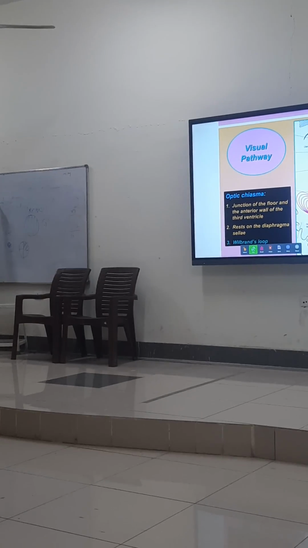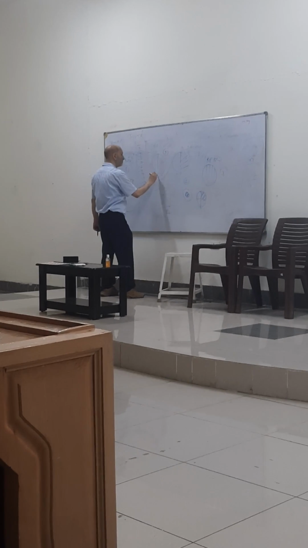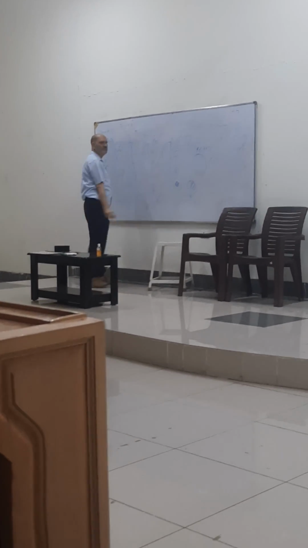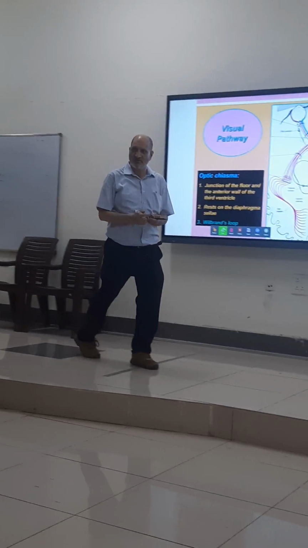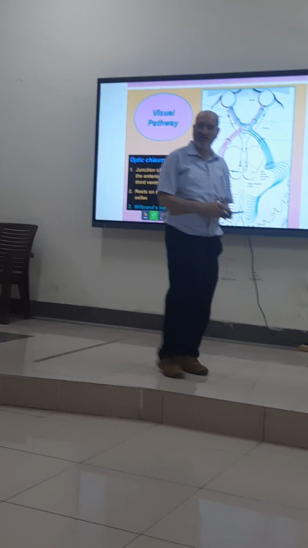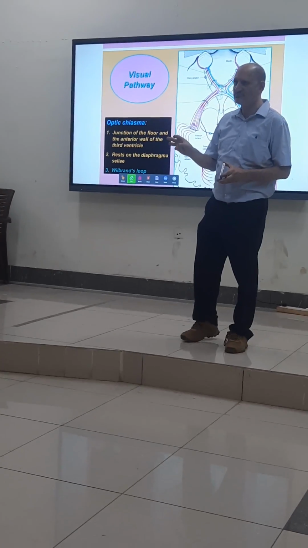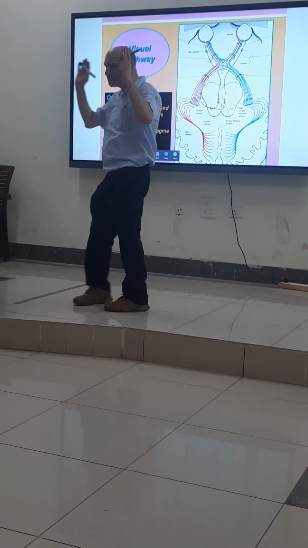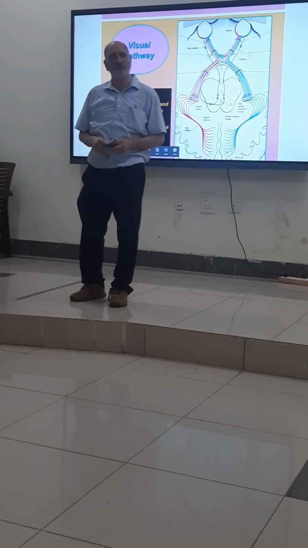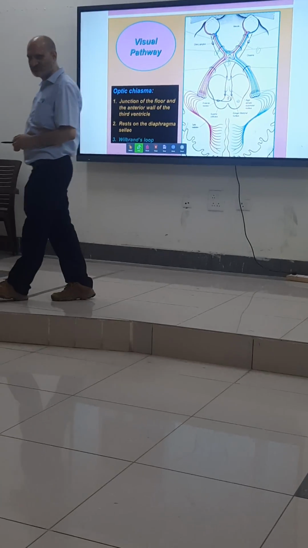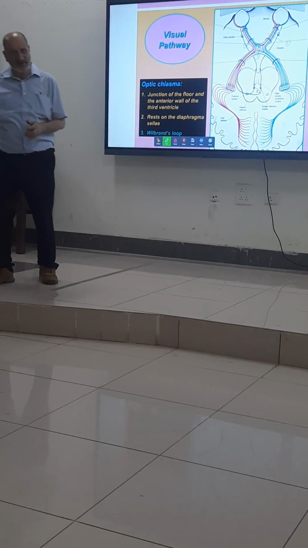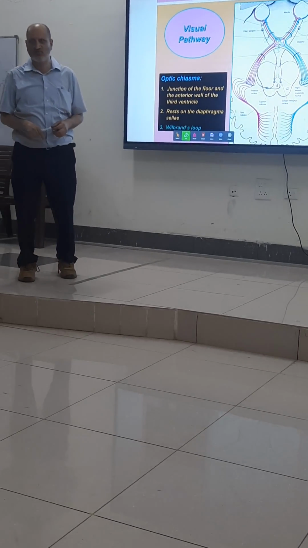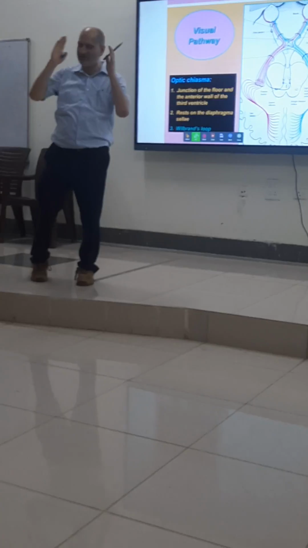Like this is the right hand, this is the left hand. There will be like this. Okay. This is called bitemporal loss of vision. And it happens in what? In pituitary tumors and it affects the optic chiasm. This is called bitemporal loss of vision. Other name is what? Heteronymous hemianopia. Heteronymous hemianopia.